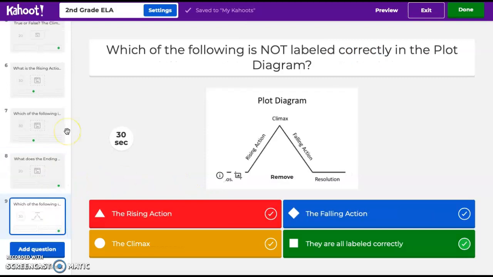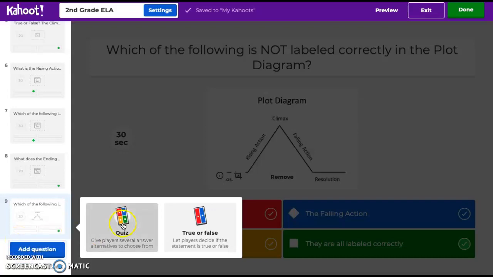The 9th question I have is, which of the following is not labeled correctly in the plot diagram? This is kind of a trick question, because in this plot diagram, they are all labeled correctly. And so none of these answers are correct. And this last green answer that says they are all labeled correctly is in fact the correct answer.